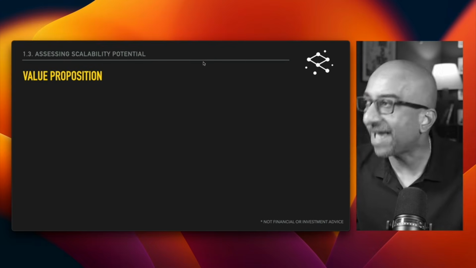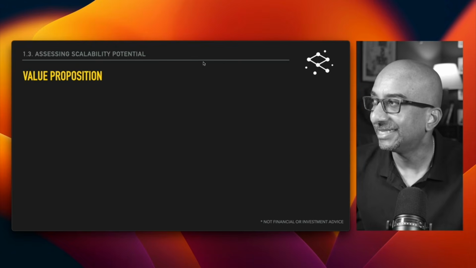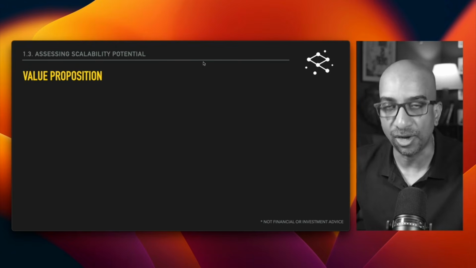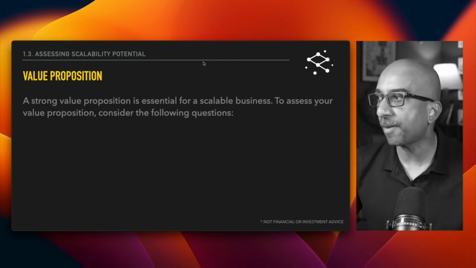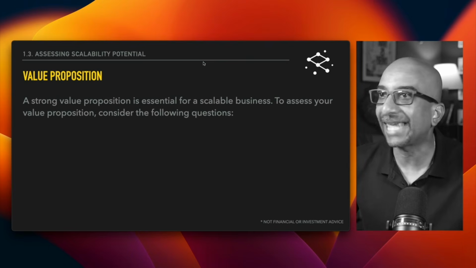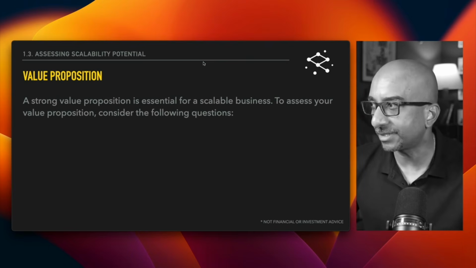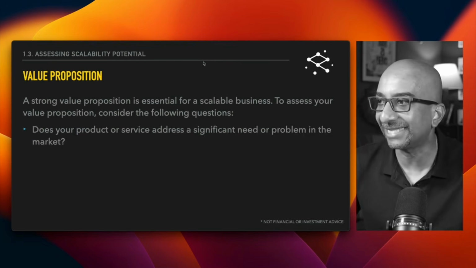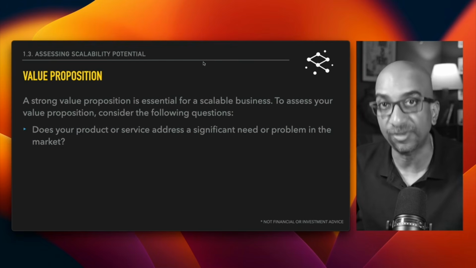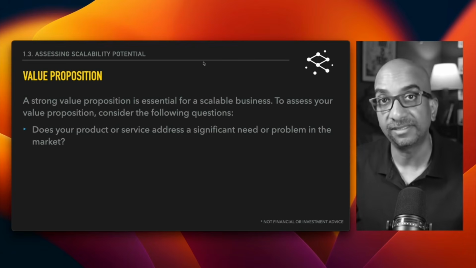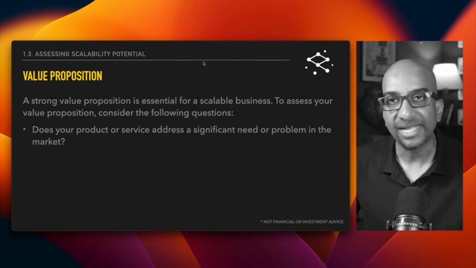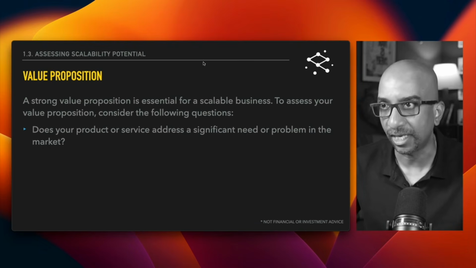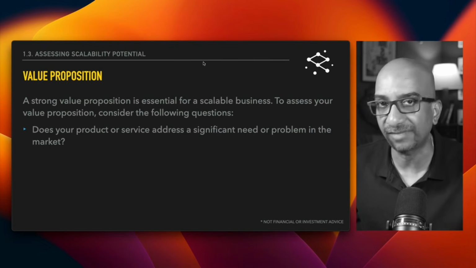First, we look at value proposition. So what are we doing in this lesson? Assessing scalability potential of your business, right? So a strong value proposition is essential for a scalable business. To assess your value proposition, ask yourself these questions. Does your product or service address a significant need or a problem in the market? Yes, we've touched upon this in one of the previous videos, but this is critical. This is crucial. Therefore, we go again, we look at this value proposition.